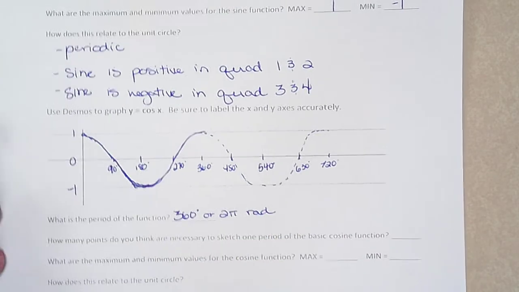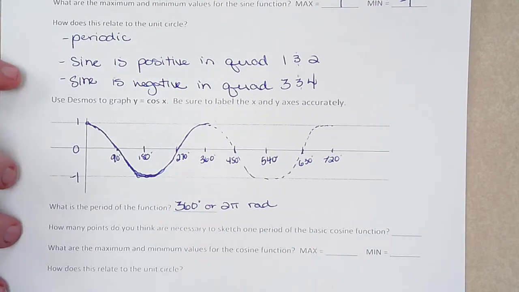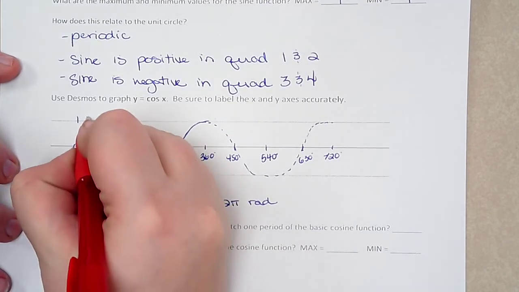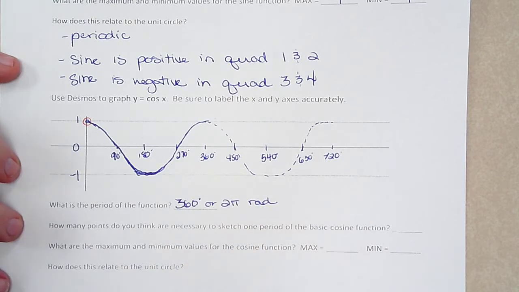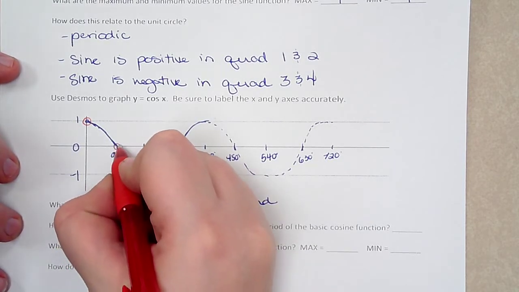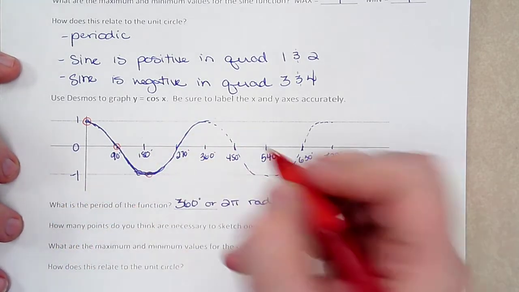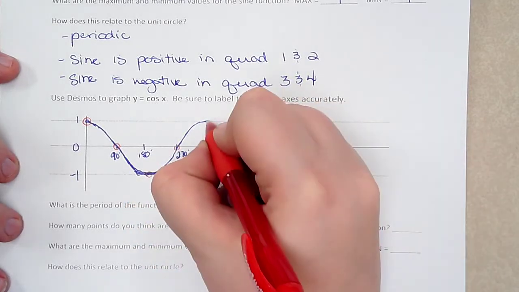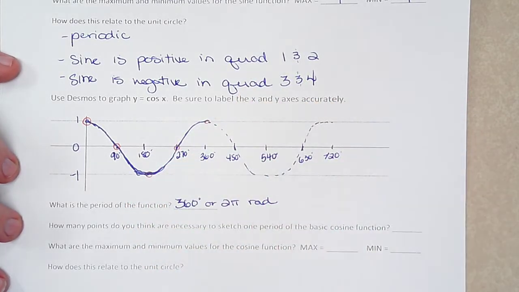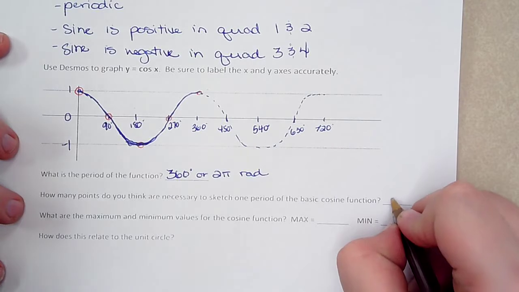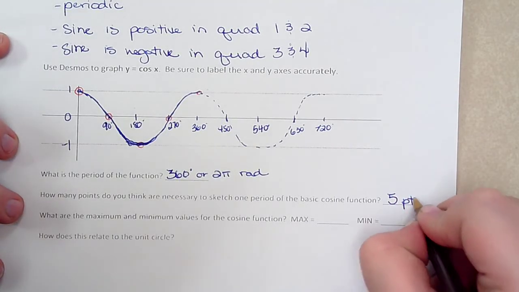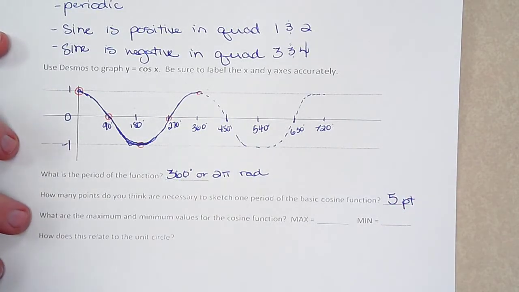How many points are necessary? It's still going to be that 5, but let's just remind ourselves of why. We start at a maximum instead of starting at a 0. We then get to a 0, then to a minimum, then to another 0, and finally up to a maximum. So those 5 points are still necessary, they're just in different spots.